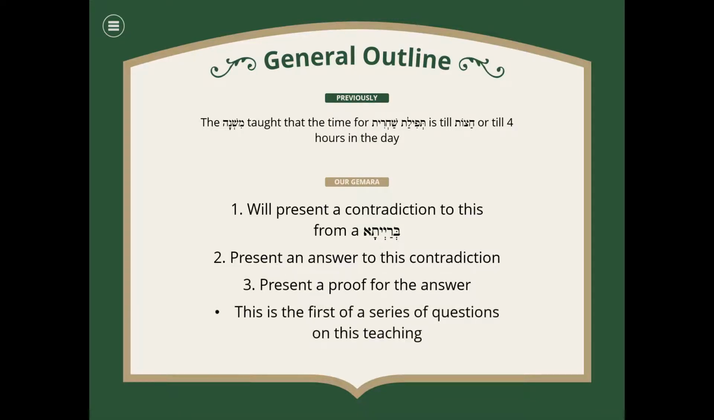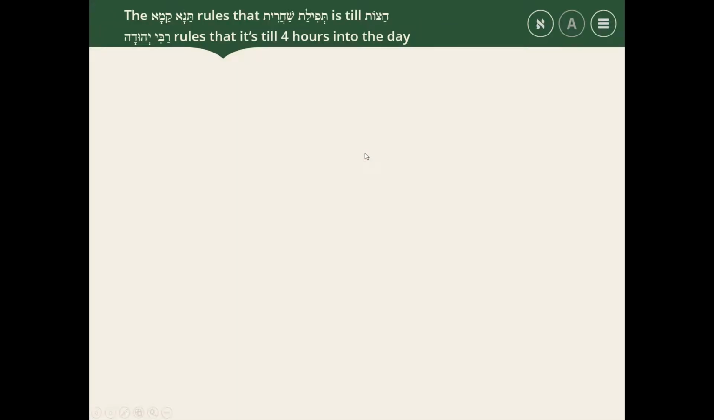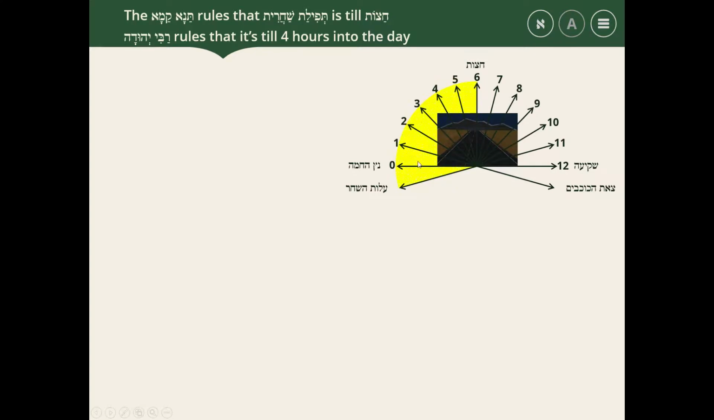And it mentions over here that this is the first of a series of questions on this teaching of the Mishnah. So in the next classes, we'll continue to further discuss this teaching up here. Now we move on to the actual content itself in the flowchart form. So the student is already familiar with this diagram here for the Mishnah. It reflects the opinions of the Tanna Kamma and Rabbi Yehuda.